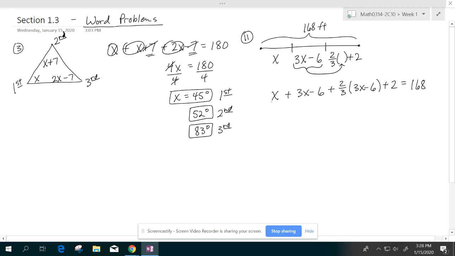Now I have an equation that I'm going to need to solve for x. Did y'all notice that we do have parentheses? The first thing I need to do is get rid of the parentheses. What is the property that I'm going to use? Distributive. We're going to distribute the 2/3, which means we multiply 2/3 times the 3, and then 2/3 times the 6.